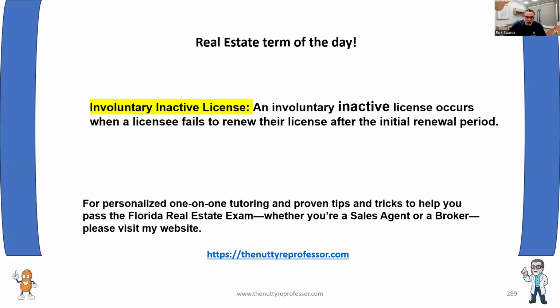Your license goes involuntarily inactive status, which means you cannot practice real estate, but you will be given the opportunity to get your continuing education, pay a late fee, and go ahead and get your license active again.